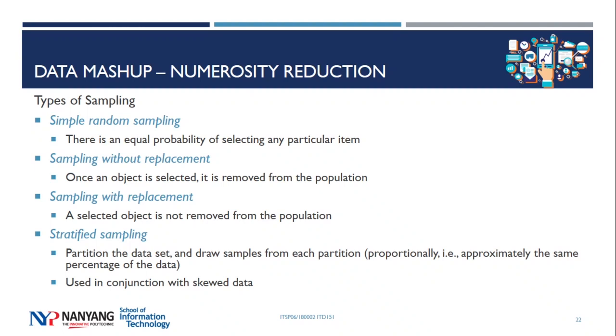For stratified sampling, as shared earlier, you partition the data set and then you do the sampling. So you partition before you do the sampling in stratified sampling. In the example earlier, you can partition according to race, and then we take a sample from each of the partitions.